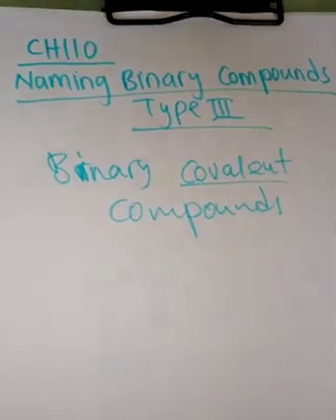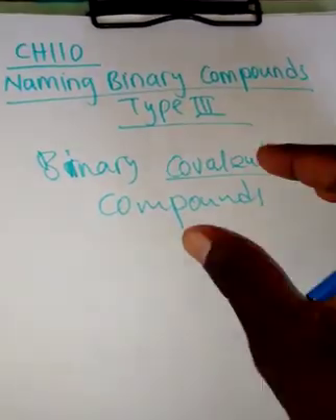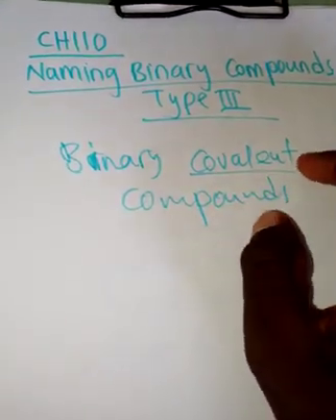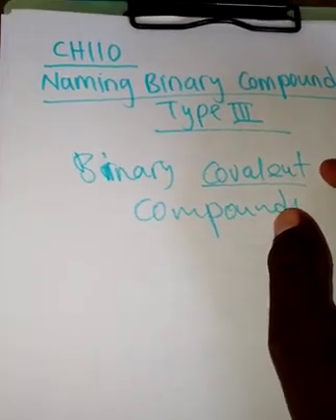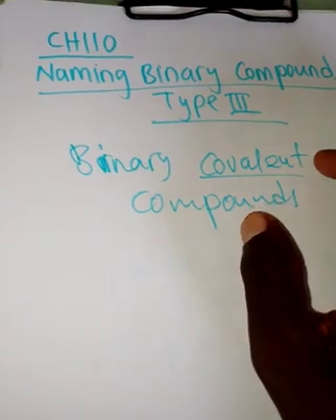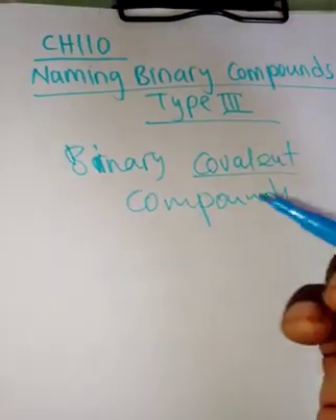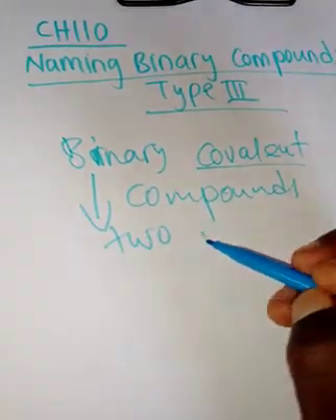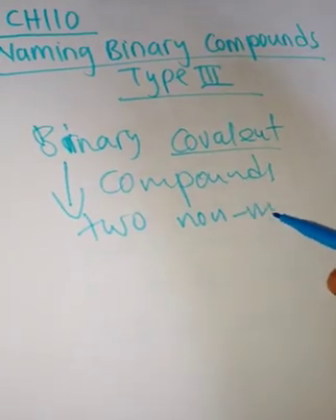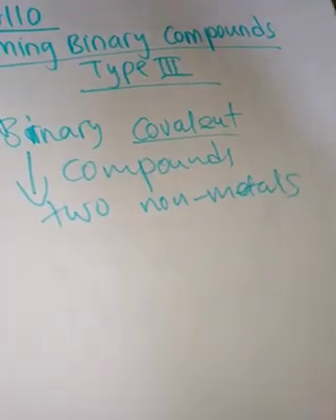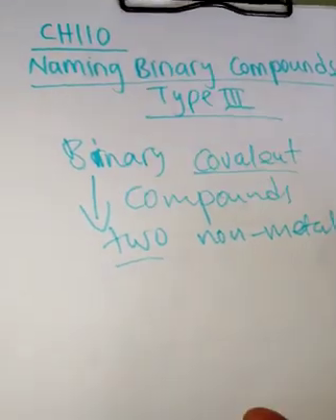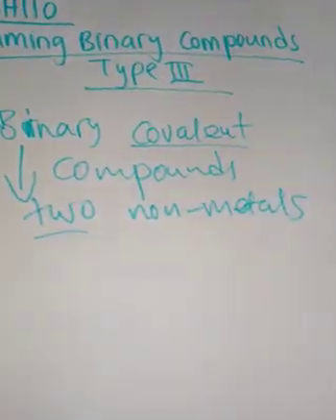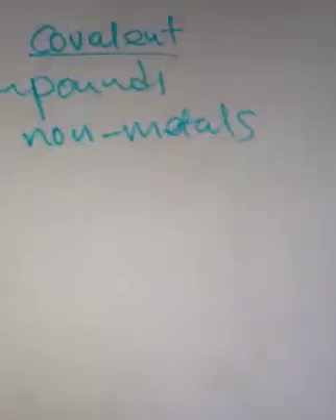So you know that covalent compounds are simply those compounds formed from non-metals. When non-metals are involved in the sharing of electrons, they form what we call covalent compounds. So these binary covalent compounds simply deal with two non-metals. So how do we name such compounds combined from two non-metals? What rules should we follow?